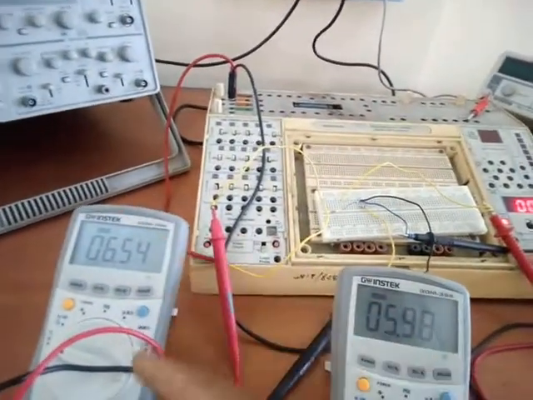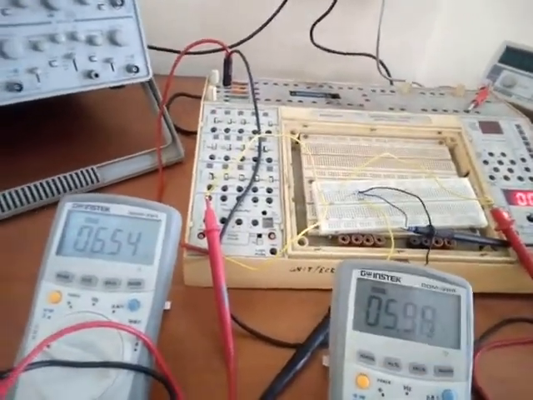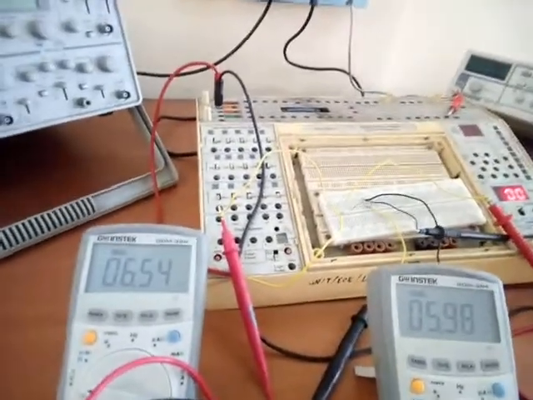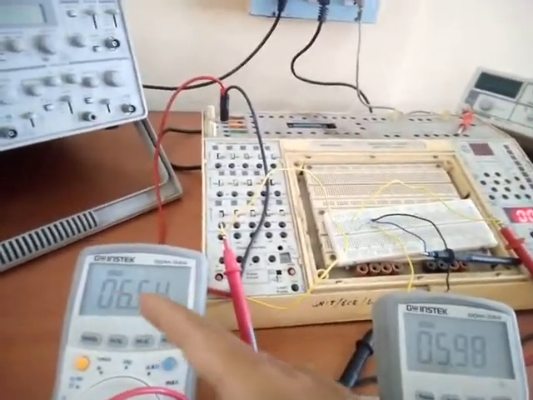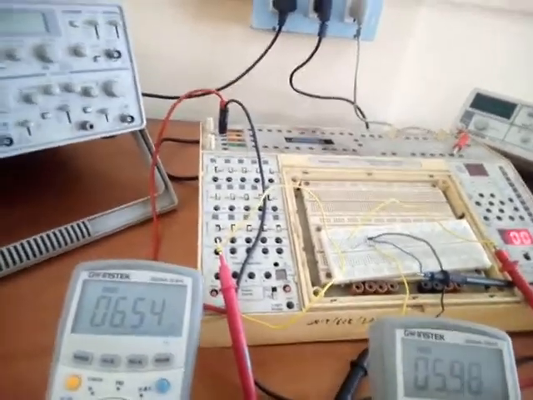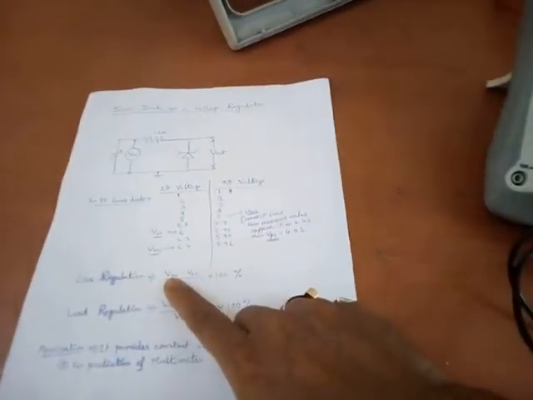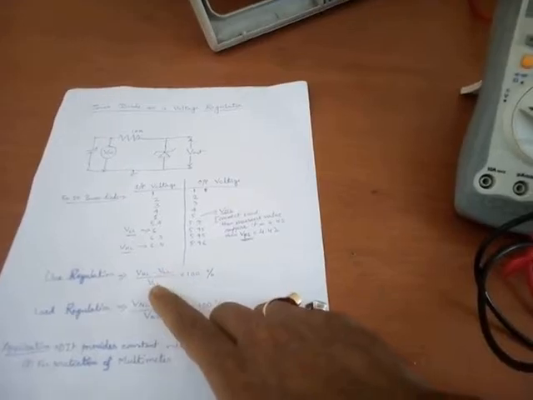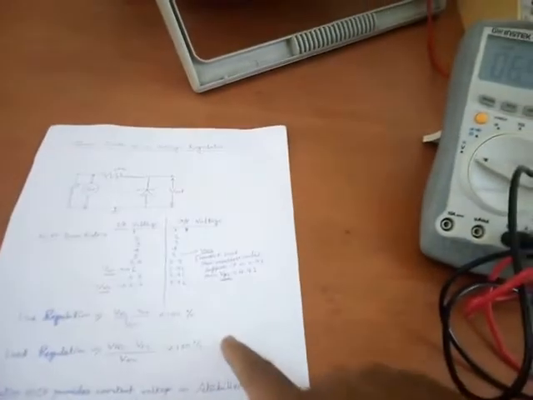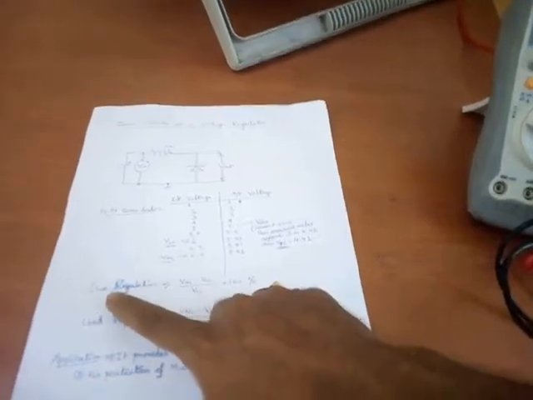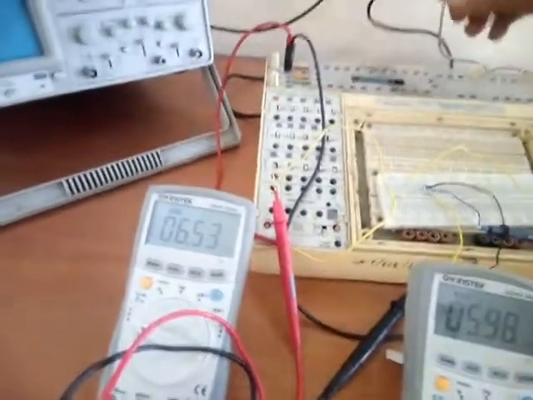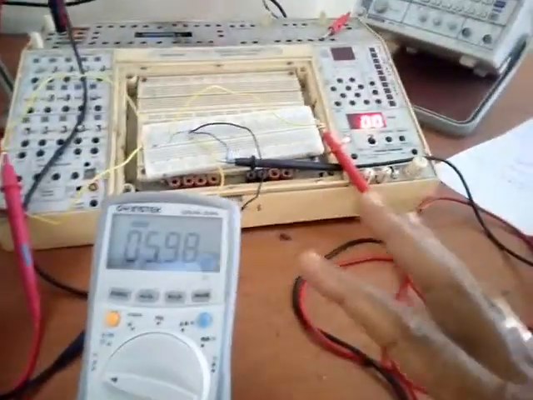So for a change of input value, the output changes minimally. So we can take values for line regulation, that is VHL is 6.54 and VLL is 6.52. So if we calculate here, (VHL 6.54 minus VLL 6.52) by 6.52, we get the line regulation. The regulation, whether line or load, must be very low. Now at this point, suppose the output voltage is 5.98. We switch off the circuit.